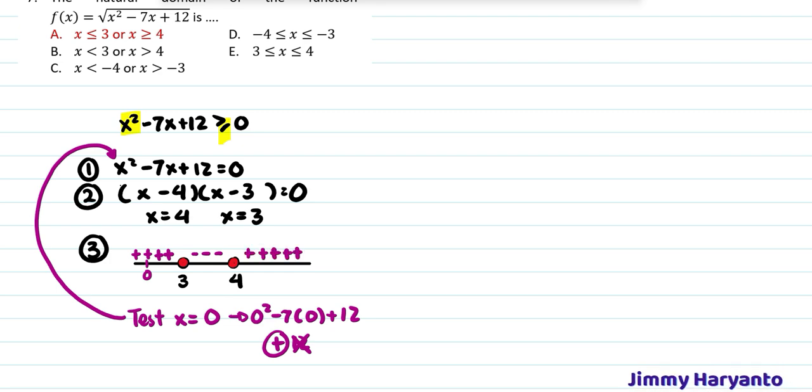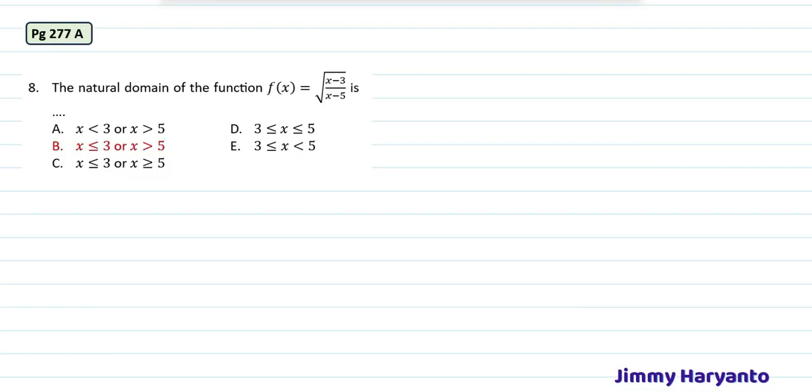Like this, okay? And then because the question wants you to find the area which is greater than or equal to 0, that means we will choose the positive one. Like this. That means the domain, the natural domain will be x less than or equal to 3 or x greater than or equal to 4. A. Next is question 8, still natural domain, but this time we have rational functions inside of irrational functions.